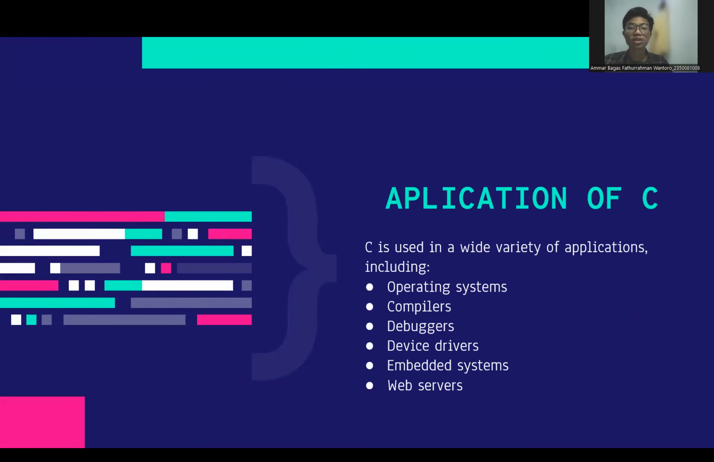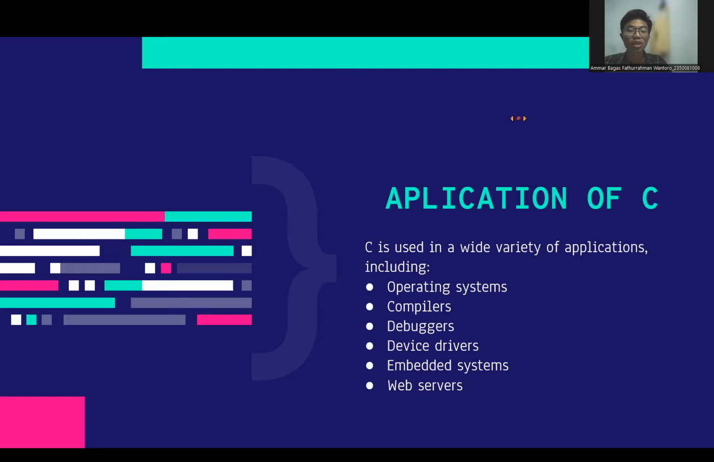The applications of C. Like in the previous slide, expanding on it, C is used in a wide variety of applications, including operating systems, compilers, debuggers, device drivers, embedded systems, web servers, something like that. In operating systems, C is the language of choice for writing operating systems, such as Linux, Windows, and Mac OS.